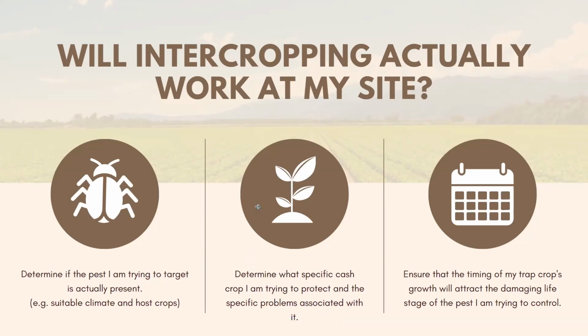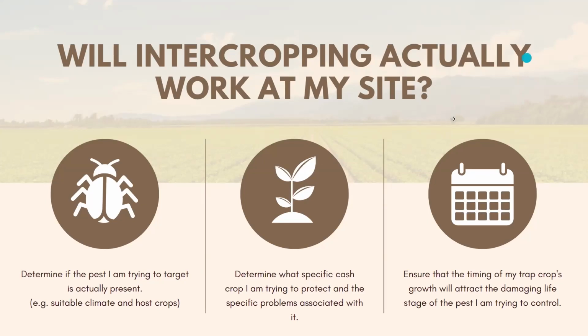So if you have tomato plants that you have a lot of problems with, first you want to determine what those problems are and decide if those are actually caused by an insect pest, an arthropod pest, or rather they might be caused by a disease or other abiotic problem. And then, of course, you want to ensure that the timing of your trap crop's growth will attract the damaging life stage of the pest you're trying to control.